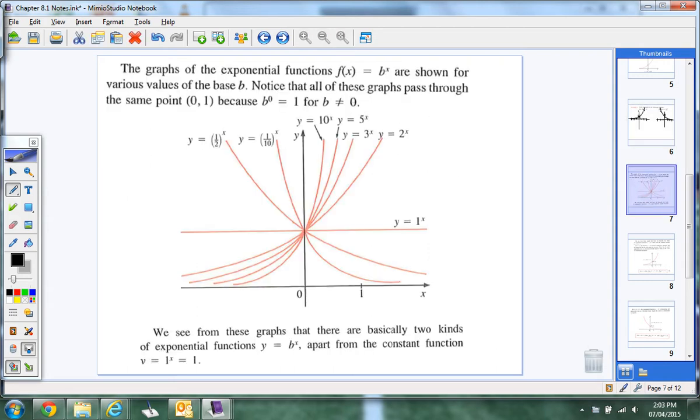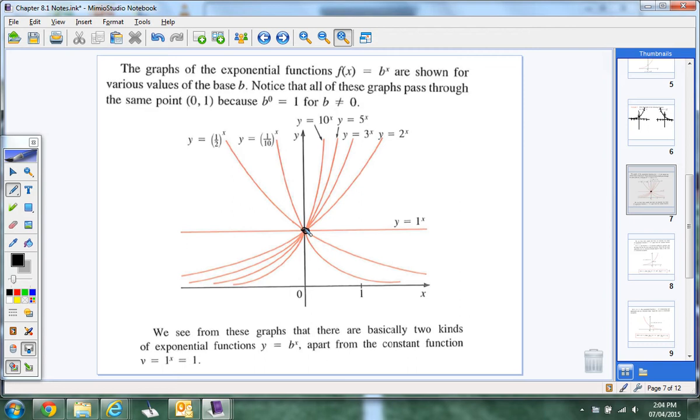Okay, here's a bunch of different examples. You've got your 1/2, your 1/10. Okay, you see they're coming down to the right. Okay, you have your bases that are 2, 3, 5, and 10. They're all growing upwards. Okay, and then you can see they're all knotted here at the 1, because no matter what, to the 0 power, it's going to be 1.